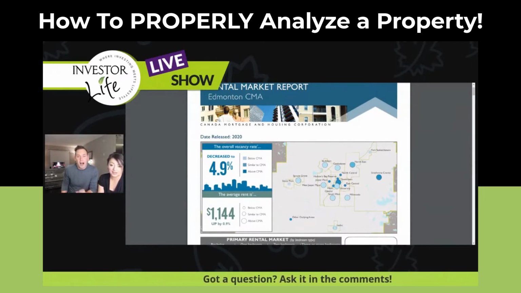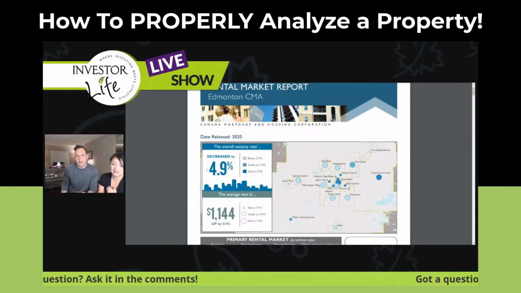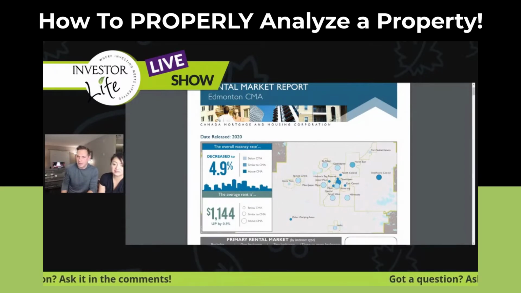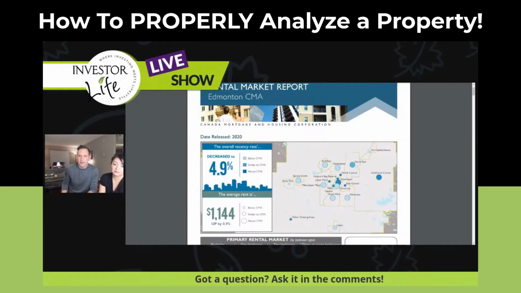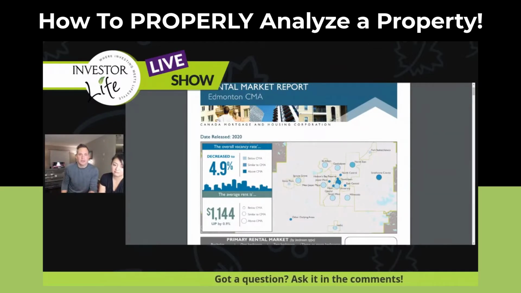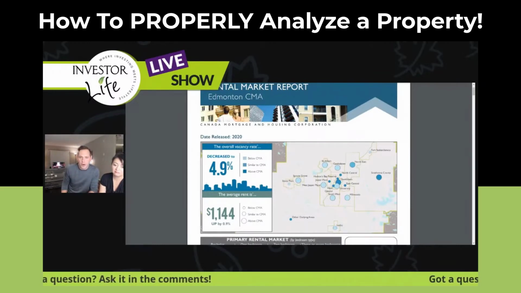But if I was to just say Edmonton's vacancy rate is 4.9%, and I bought in downtown Edmonton or in Strathcona County expecting 4.9%, and I was doing my numbers based on 4.9%, do you see what we would be getting here? We would be getting higher vacancy, much higher. That's above the census metropolitan area, which is what CMA stands for. So I wouldn't be doing my numbers properly.